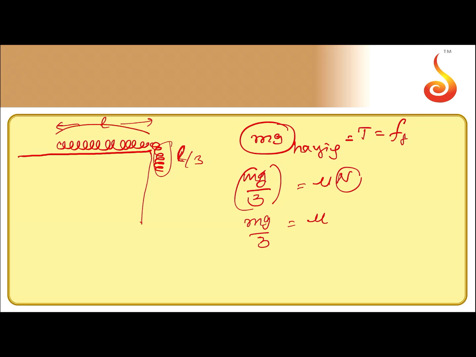What is the normal reaction on this part? Is it 2mg by 3? Yes, because 2m by 3 is present on this one. So what do you get? I get mu is equal to 1 by 2. That's the coefficient of friction.